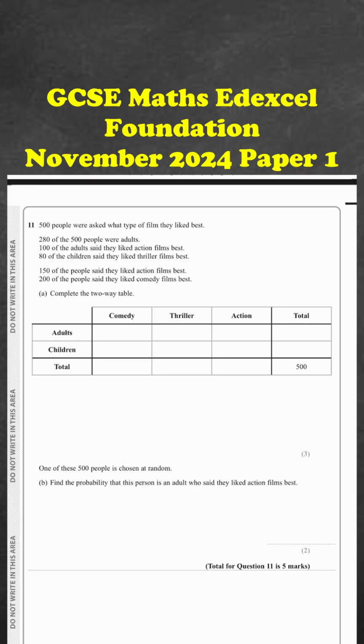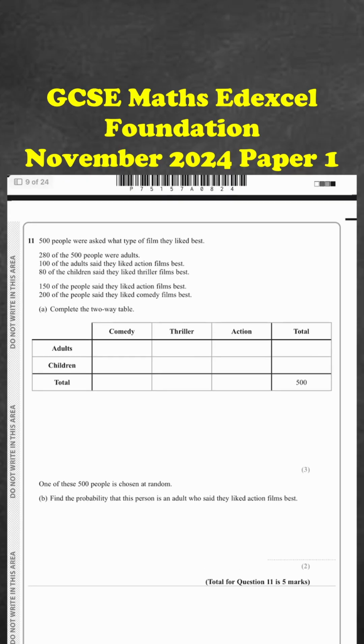So, first thing we can put in then, 100 of the adults say they liked action films the best. So we'll put 100 in here. But 150 of the people said they liked action films the best, so let's put 150 in here, and that means the children make up the 50 there. 80 of the children said they liked thriller the best, so we'll put 80 in here. And 200 of the people said they liked comedy films the best, so we'll put 200 in here.